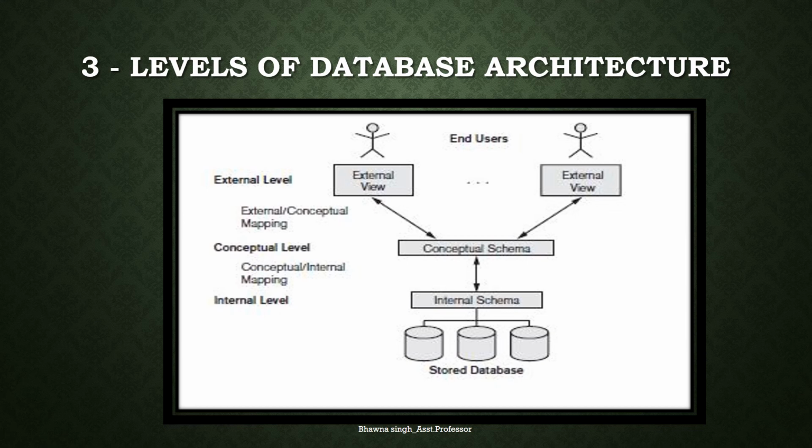As you can see in this diagram, there are three levels. The first one is the internal level, the second one is the conceptual level, and the third one is the external level. We can also call the internal level the physical level, the conceptual level is also known as the logical level, and the external level is also known as the view level. In the next slides we will study these levels in detail.